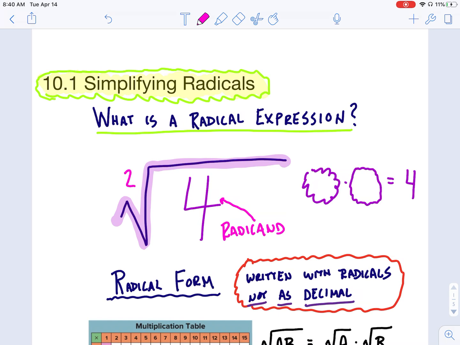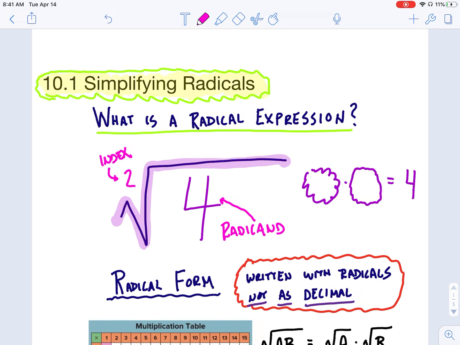This is also called the index. These terms really aren't that important, but you might see them. The index is whatever root you're taking. In this case, it's the square root of 4. That means it's what multiplied by itself twice, like 2 times, equals 4.